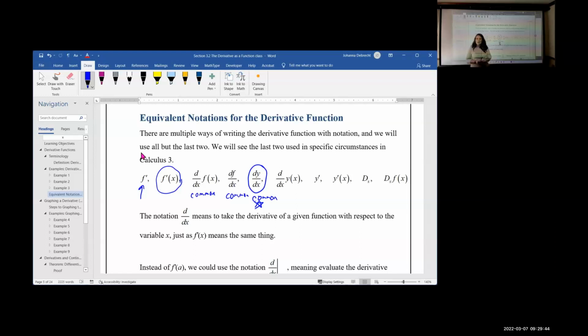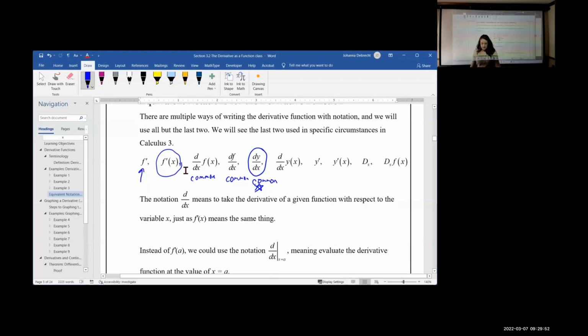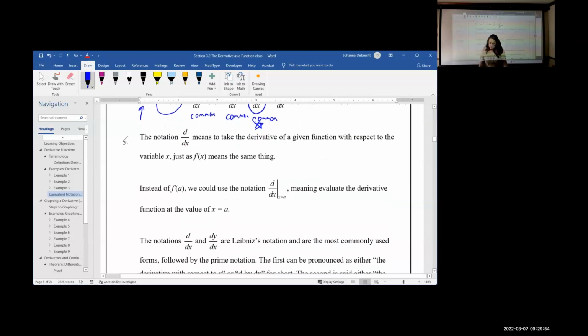And these are all different ways of writing the same thing, which is the derivative of a function with respect to x. And instead of writing f prime of a, we can use this bar notation right here. And we can write the derivative with respect to x of f, evaluated at, say, x equals 5. What does that mean? It means find the derivative of the function f with respect to x and plug in the value 5 so that you're finding the slope of the tangent line at 5.